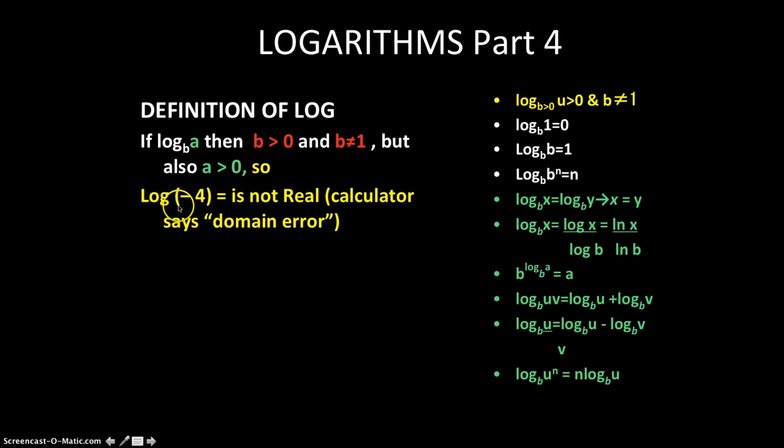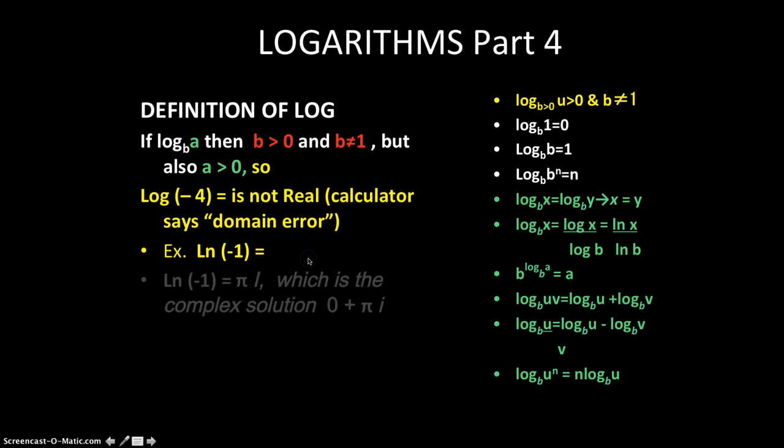So when you have log base 10 of negative 4, it's not a real number. Example, natural log base e of negative 1, not a real number. However, it does have a solution which is called pi i, which is a complex solution, and people who have a calculator that can do that would see this answer.